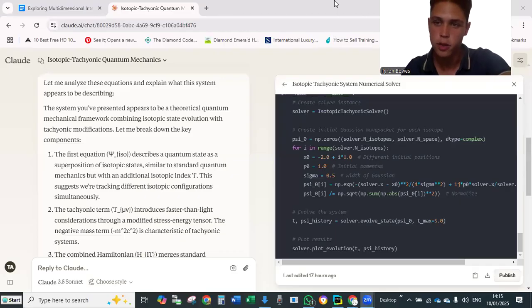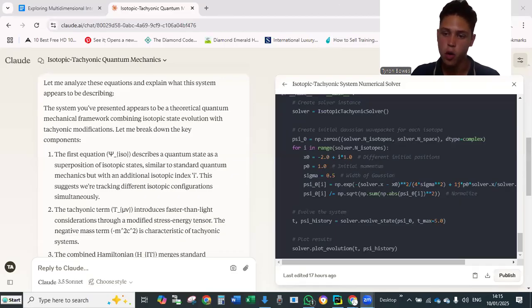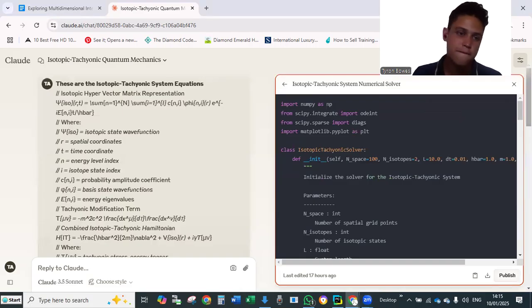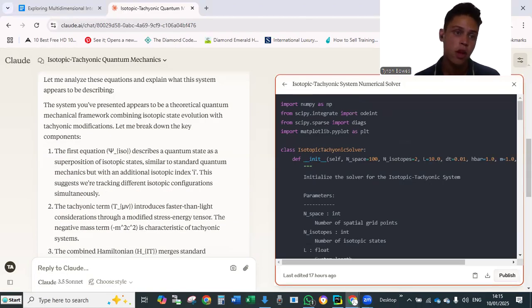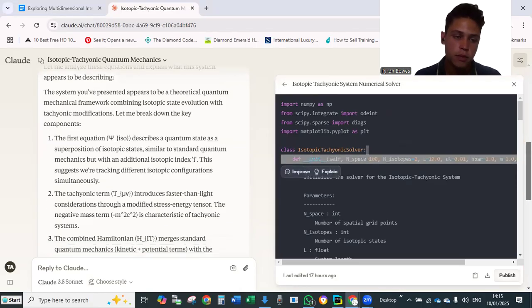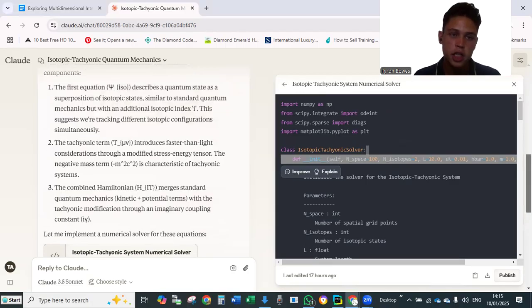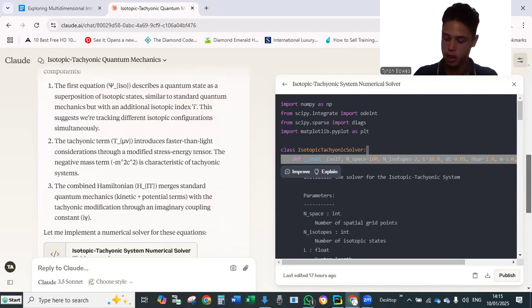All right, so I used Claude to analyze the equation I showed you in my previous lecture. These are the isotopic tachyonic system equations, and this is what they actually mean. So, here you go. The first equation describes a quantum state as a superposition of isotopic states.